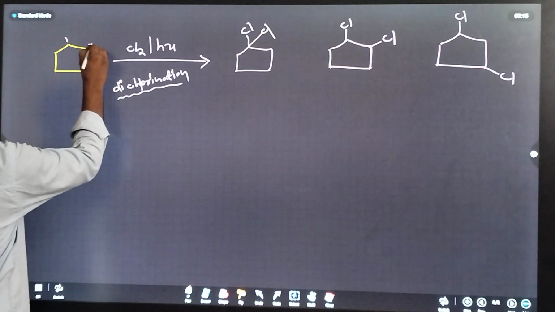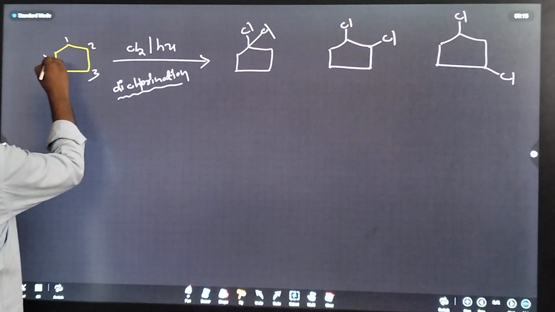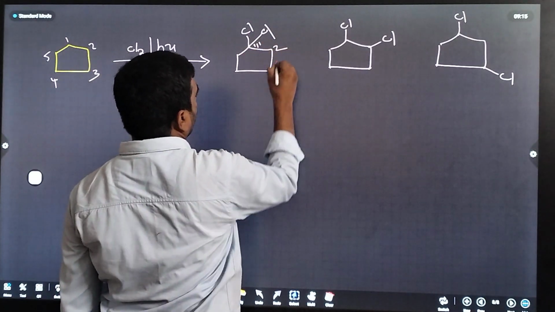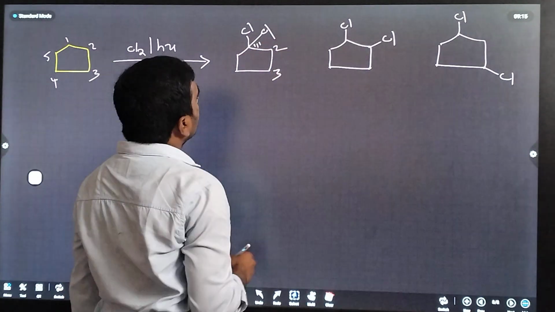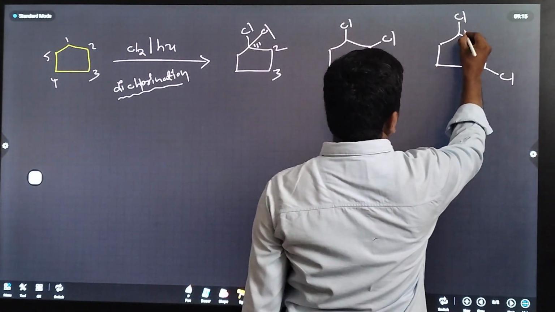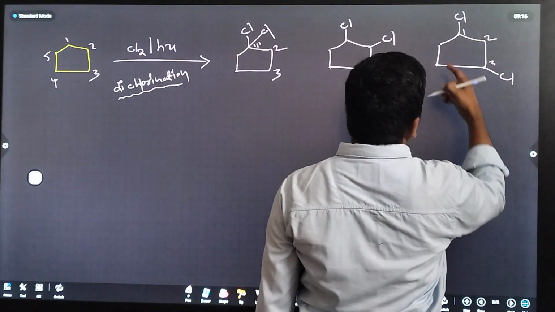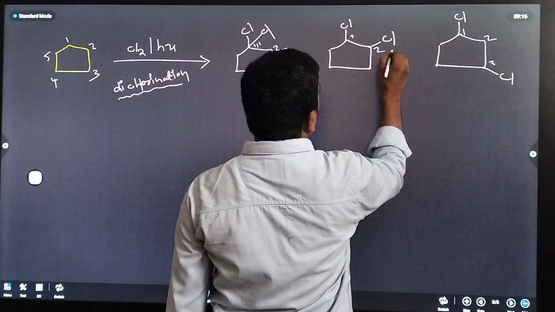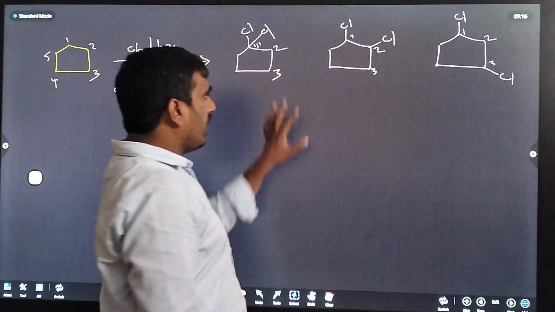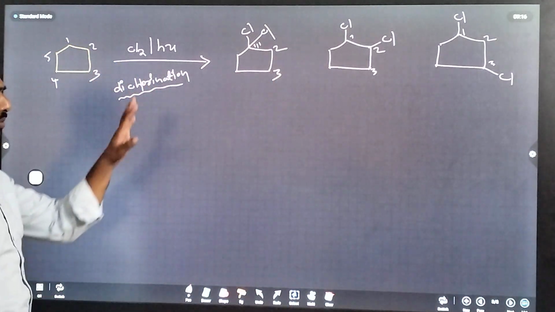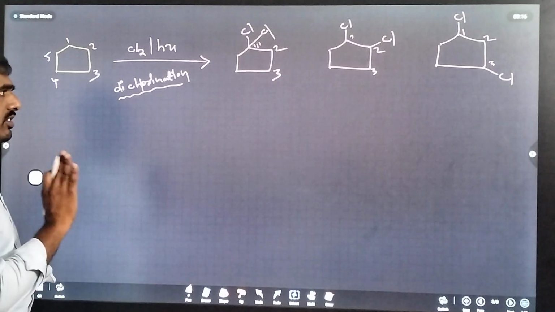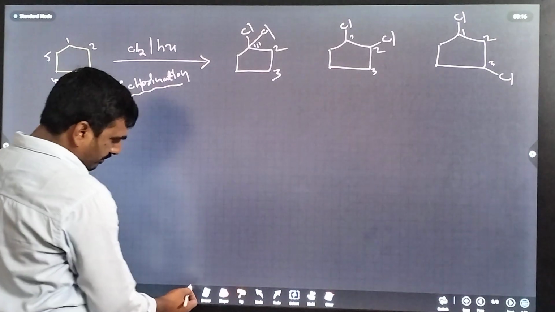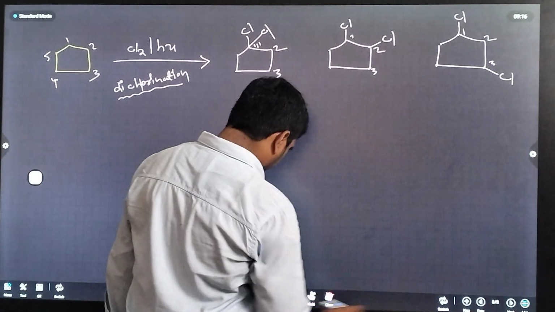So this is 1, 2, 3. The first is 1,1. Next 2, 3. So 1, 2, 3. So only 3 structural isomers are possible in that compound. So I can write one more example.